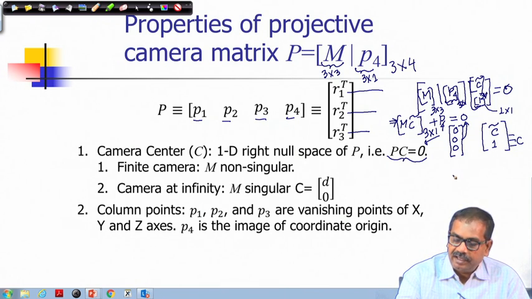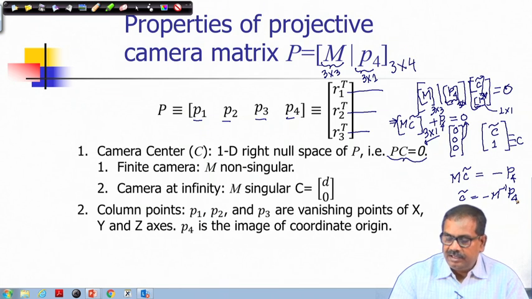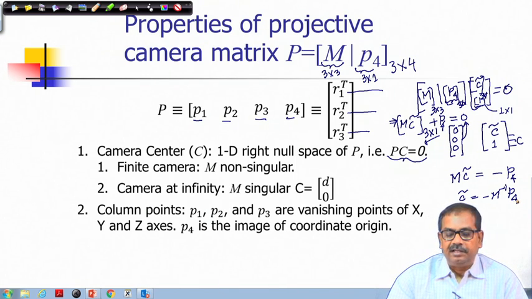Again I can reduce this equation. M C tilde is equal to minus P4, and then C tilde equals minus M inverse P4. So you can see that you can get the camera center very easily using this expression from the projection camera matrix. But note that M should be invertible, only then can you get this expression. There are camera matrices where M is a singular matrix, which is not invertible.